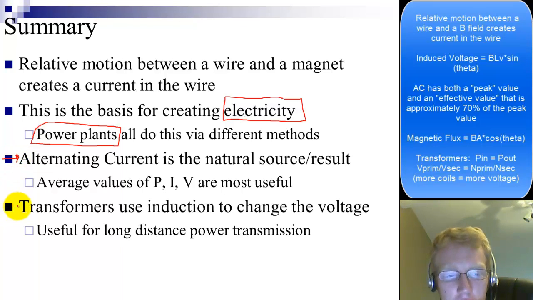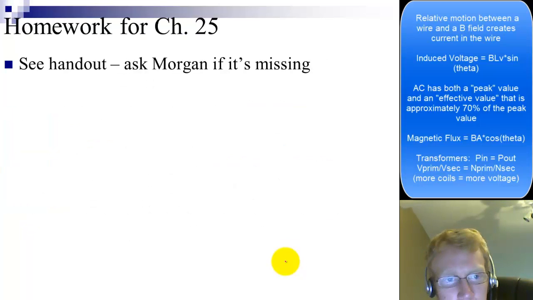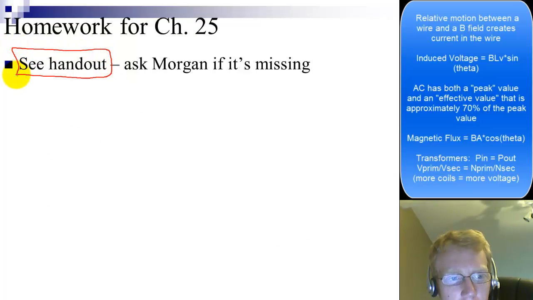And then lastly, we use transformers to step up or step down the voltage by using electromagnetic induction. This is very, very useful for long distance transmission of power. We can step it up to many thousands of volts, transmit it to your house without losing very much energy, and then step it back down to 120 or 240 volts so that you can use it for regular household appliances.